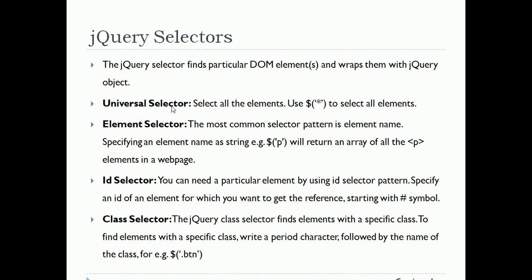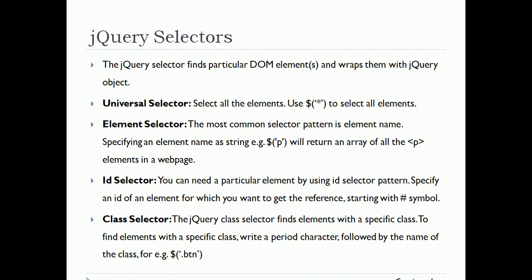Now let us see the first selector, which is the universal selector. As the name suggests, it will select all the elements on your web page. Now how to define this selector? As usual, we have to use the $ function or jQuery function. Then in brackets you specify your expression, and you have to enclose it in single quotes. It is denoted by an asterisk sign. So asterisk itself means all the elements.